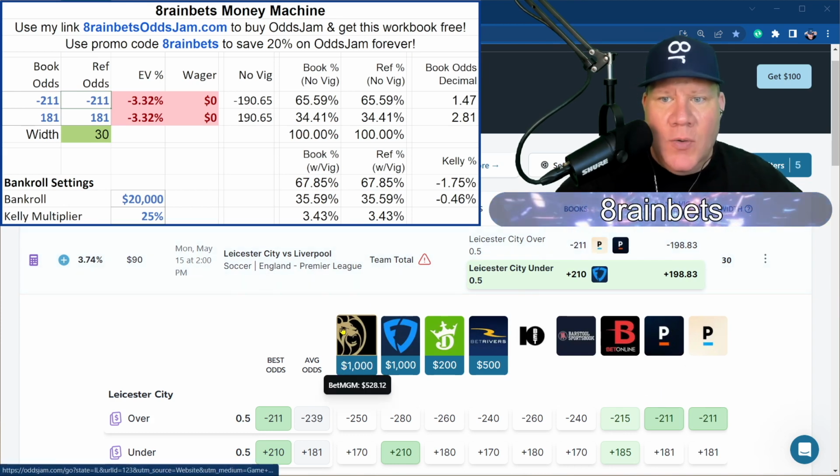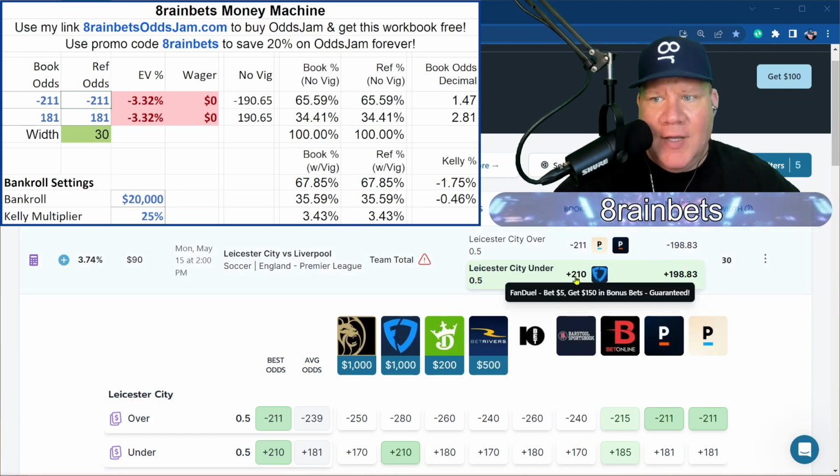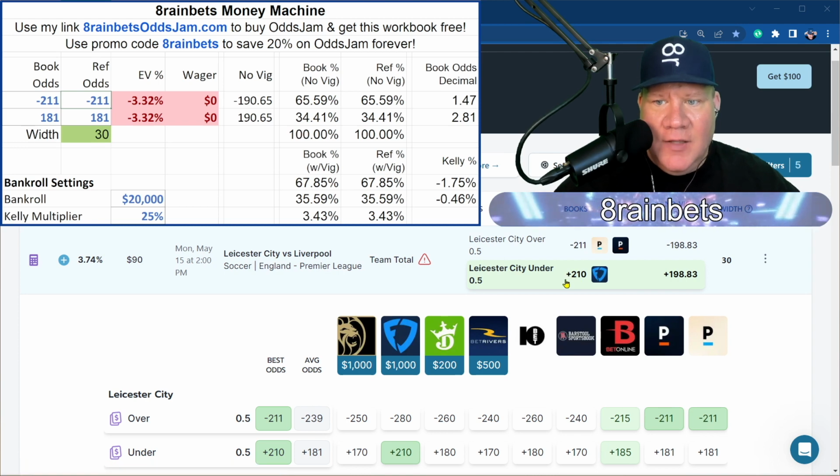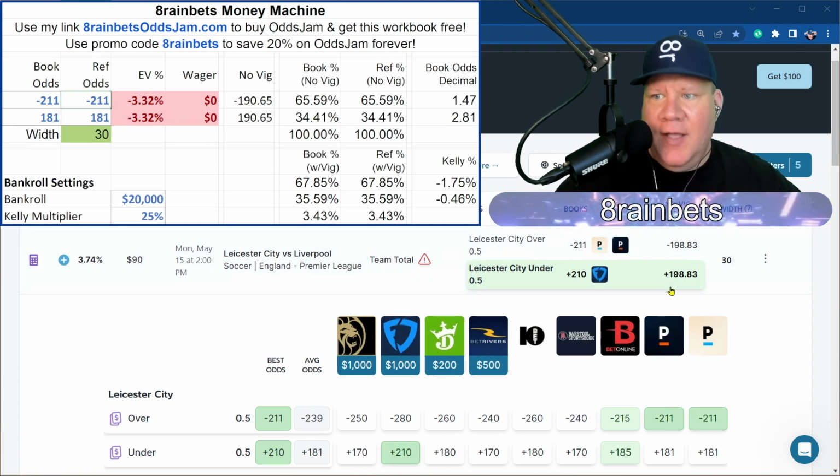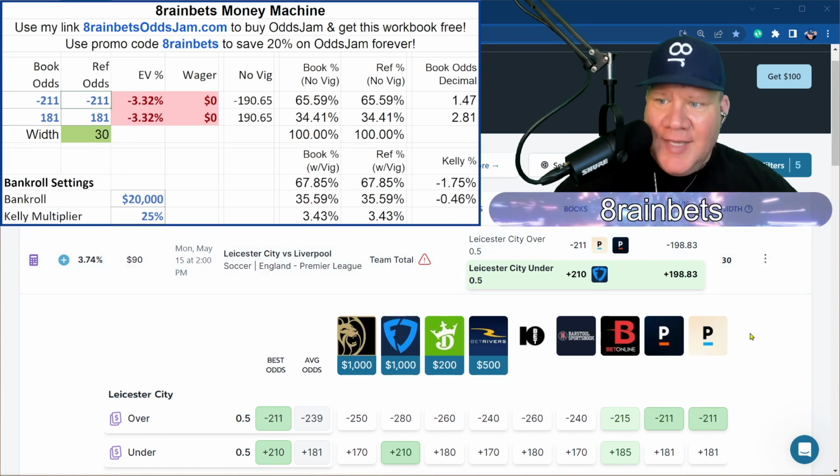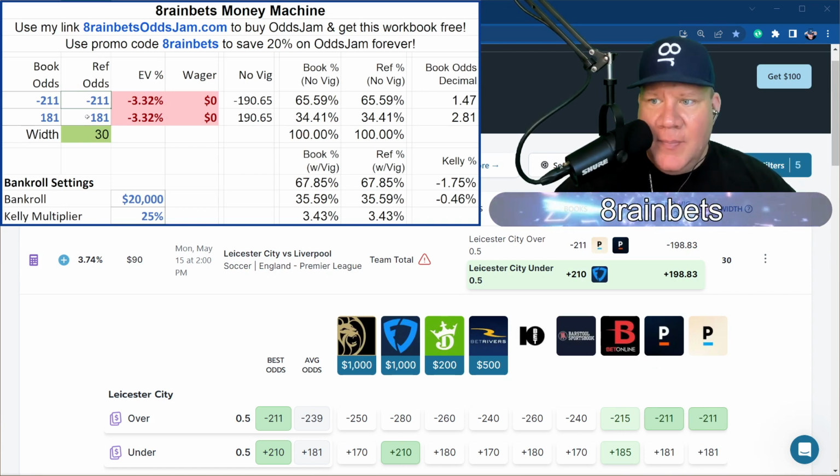Okay. So by having a plus 210 bet available at FanDuel, we can see there is a healthy amount of EV because that 210 is bigger than plus 198. The key to this, though, is to understand the width has an impact on the amount of vig, and that has an impact on the lines that we are going to ultimately take in relation to the no-vig odds.